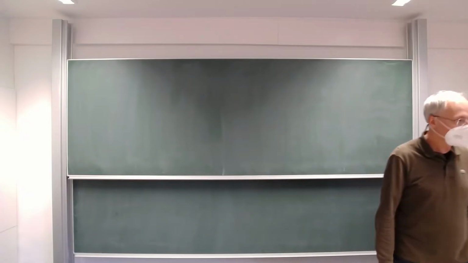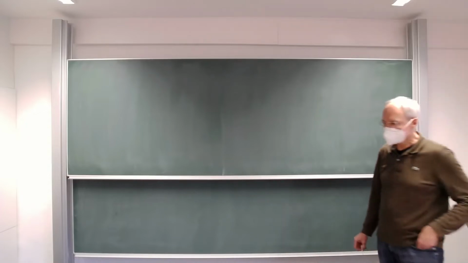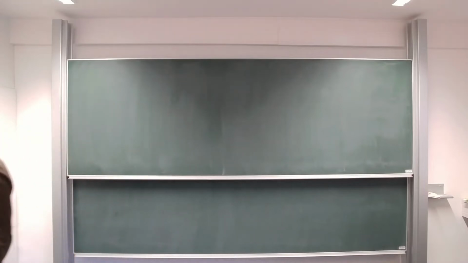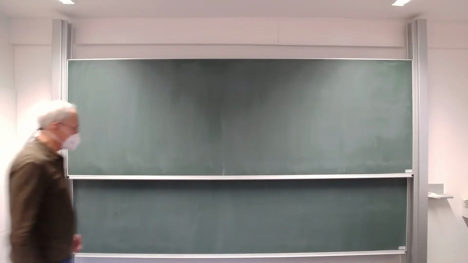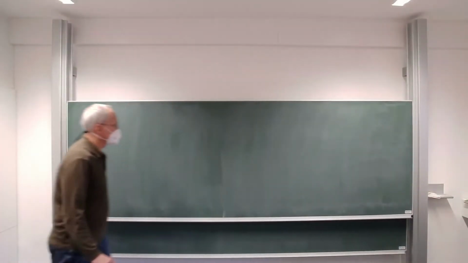Last time I started to introduce additive classes, which are derived classes from the Chern class of a complex bundle, or you can do the same thing for the Pontryagin classes of a real bundle. So let me briefly recall what we did.